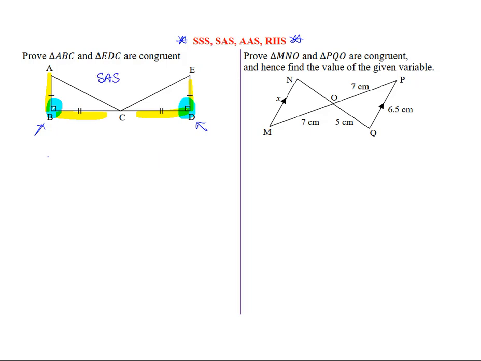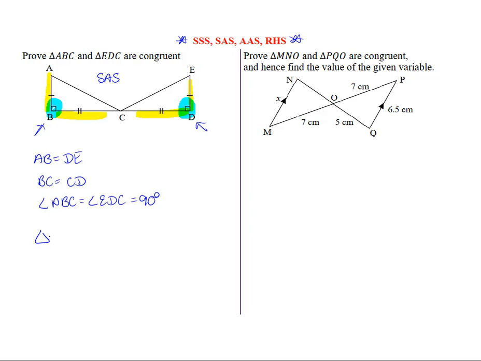So go through AB equals DE, BC equals CD, and angle ABC equals angle EDC, which is 90 degrees. Okay, so just because you see a 90 degrees, don't fall for it's going to be RHS.